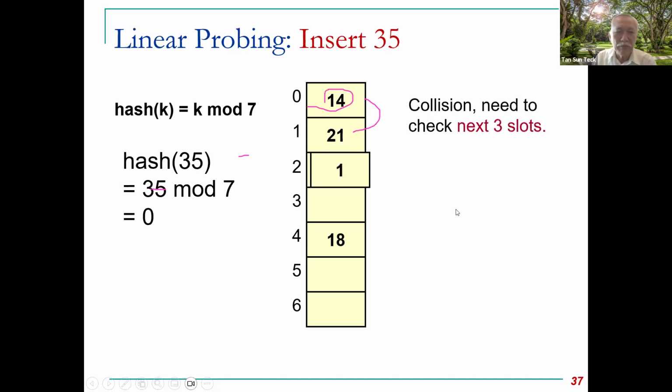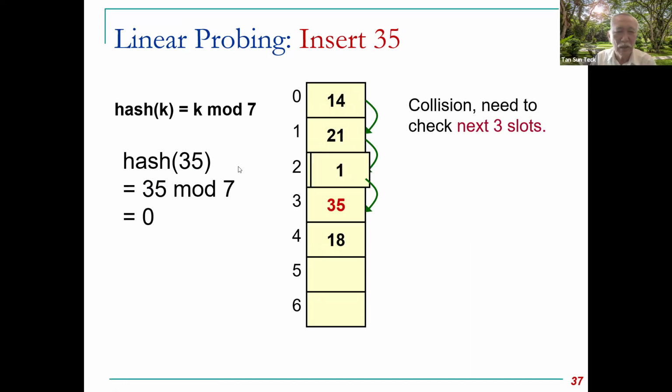What happens if we want to insert 35? 35 mod 7 is 0. So you go to 0, go to 1, go to 2, and then you find that 3 is empty. So you put it inside there. Straight away you notice something: all the keys are clustered together.